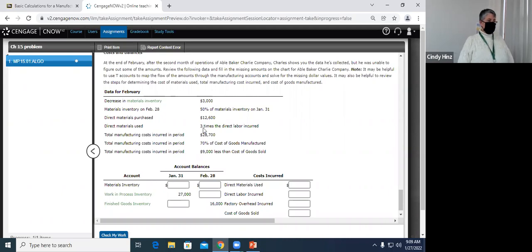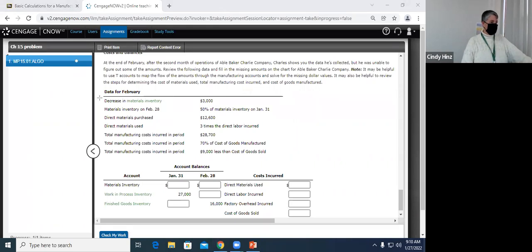So let's take a look first at what's given, or what it is we need to find. So we have account balances columns, one for the end of January and one for the end of February. And the information we have is for the month of February. So we're trying to figure out, where did we start, what happened during the month, where did we end up. This column is for the costs that were added during the month, the costs that were incurred during the month of February.